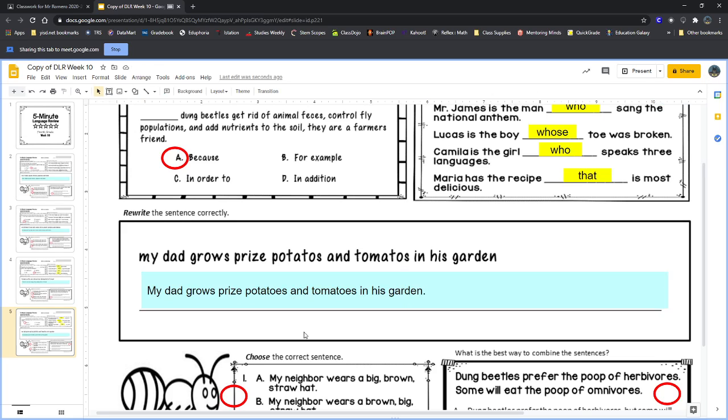So this one for today didn't have too many mistakes. It was really just the capitalization, the punctuation, and then the little bit of spelling mistakes with potatoes and tomatoes.